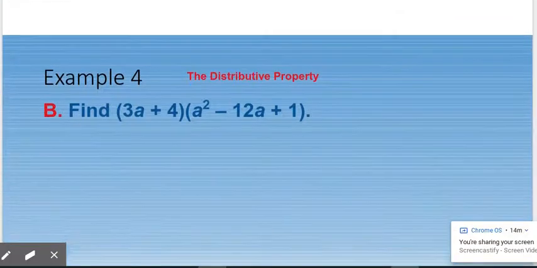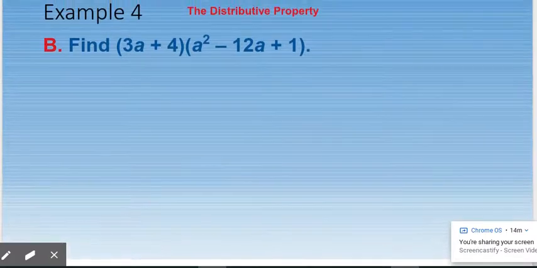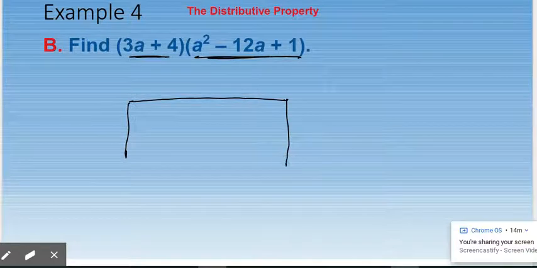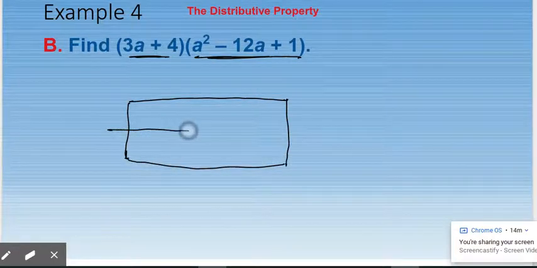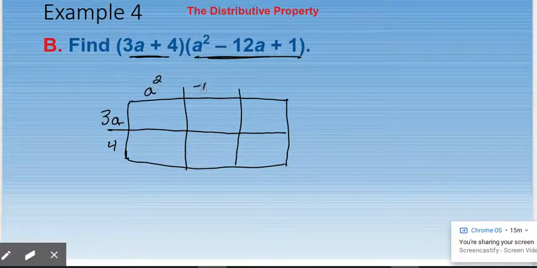Let's do one more. This one is a binomial times a trinomial. So I have 2 things multiplied to 3 things. So using a box, I would use just a slightly bigger box. Okay. I need a side with 2, and I need a side with 3. So on the side with 2, put your binomial, 3a plus 4. On the side with 3, put your trinomial, and then we're going to do our multiplications.